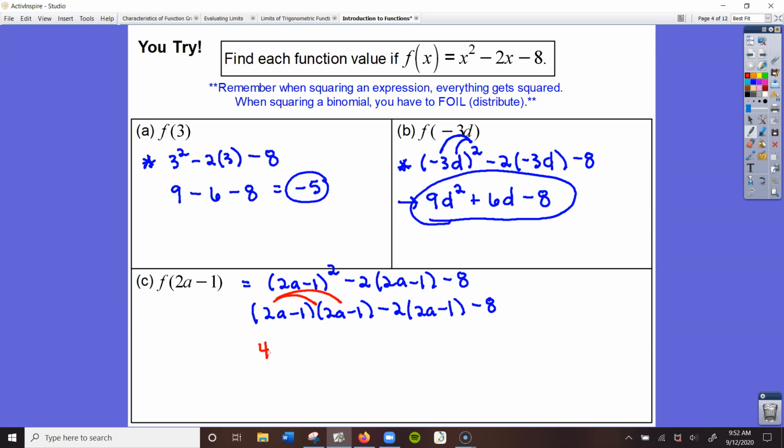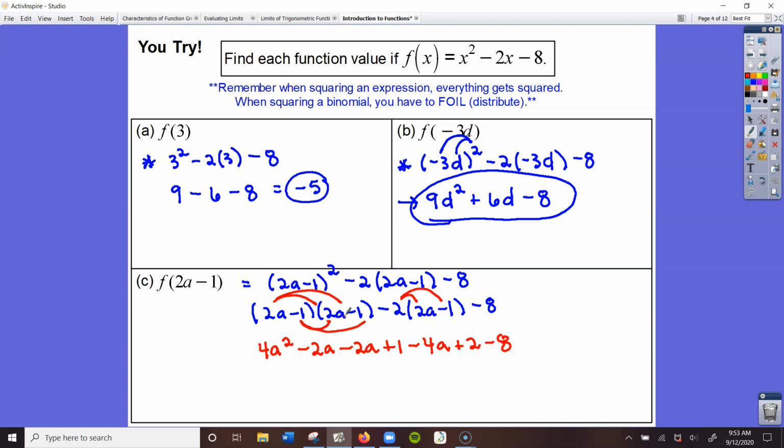2a times 2a is 4a squared, and 2a times negative 1 is negative 2a. Then I go ahead and distribute this negative 1. So I have another negative 2a, and then plus 1. Then over here, I can go ahead and distribute that negative 2. Negative 2 times 2a is a negative 4a. And negative 2 times negative 1 is a positive 2. And then, of course, the minus 8.